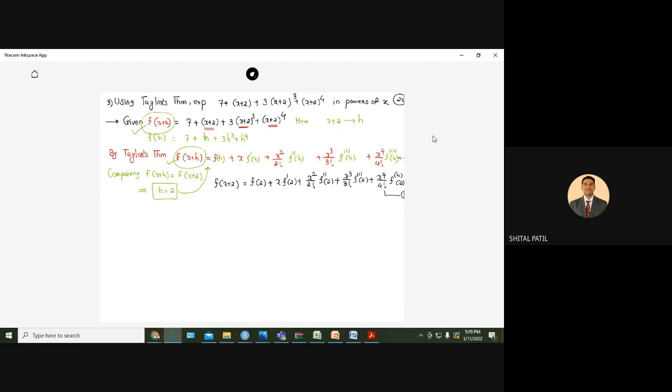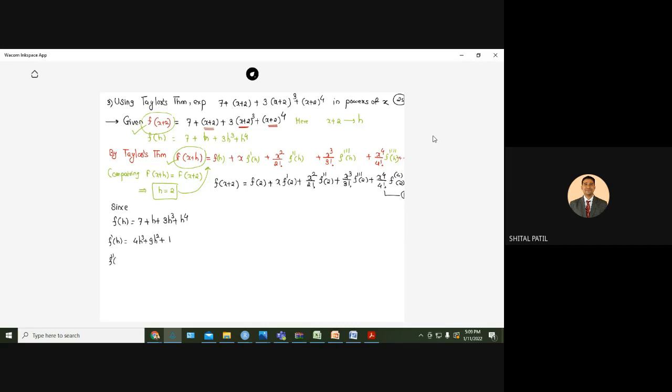Okay, now I write in this way. Since f of h equals 7 plus h plus 3h cube plus h raised to 4, I am making two parts. Then f dash of h, find the derivative: 4h cube plus 9h square plus 1.